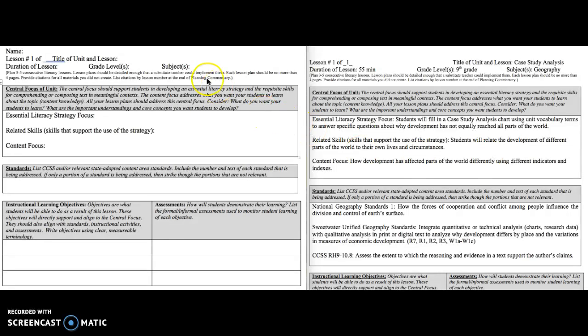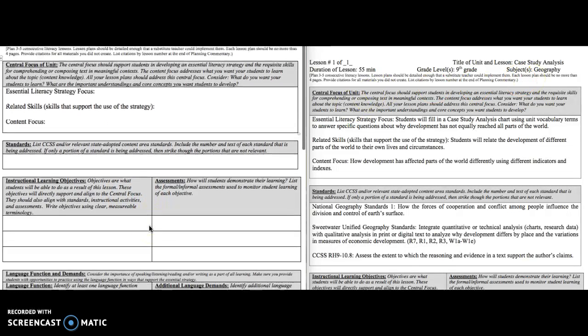So to begin, the top part is just the basic information such as name of the teacher, lesson number 1 of whatever number of lessons in that lesson segment, the title of the unit and lesson, duration of lesson, and grade level and subjects. So here we can see that this teacher filled out those things such as 55 minutes for how long the lesson would last, and ninth grade geography and its case study analysis.